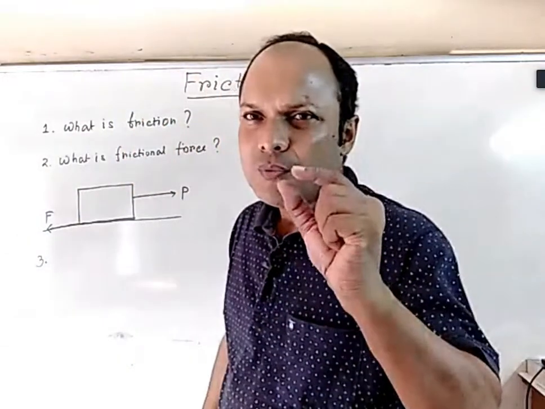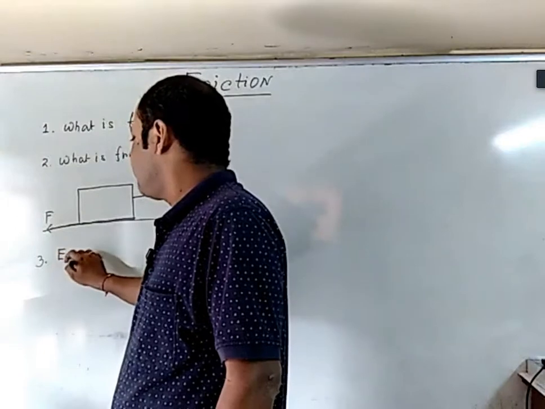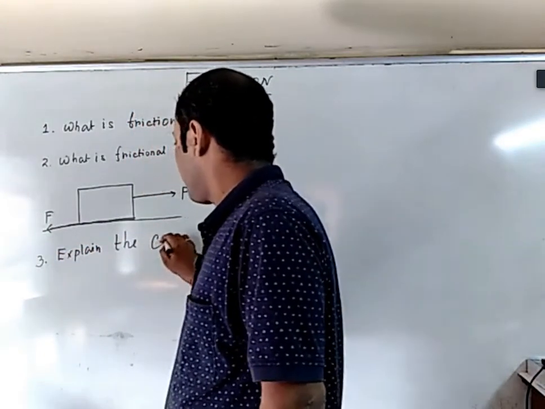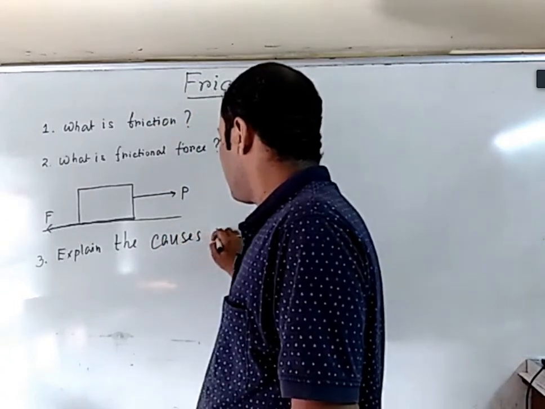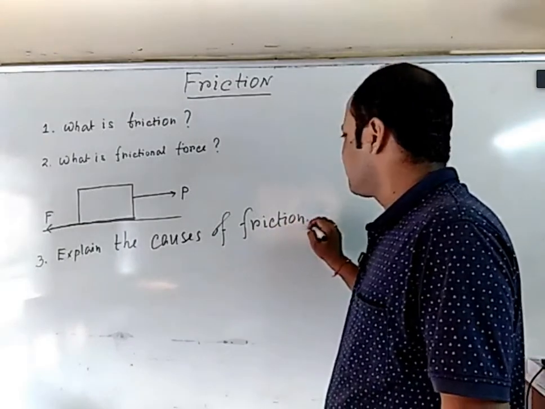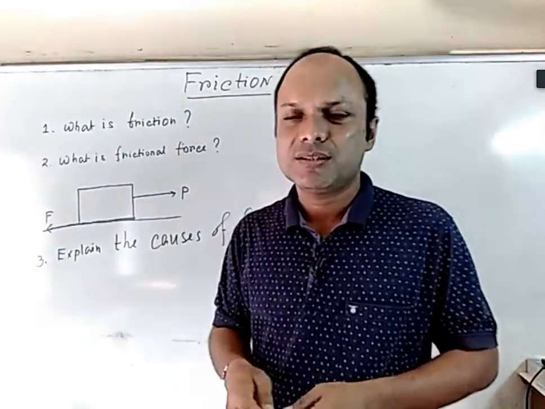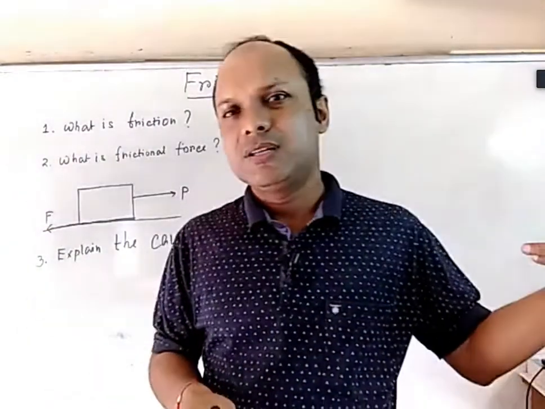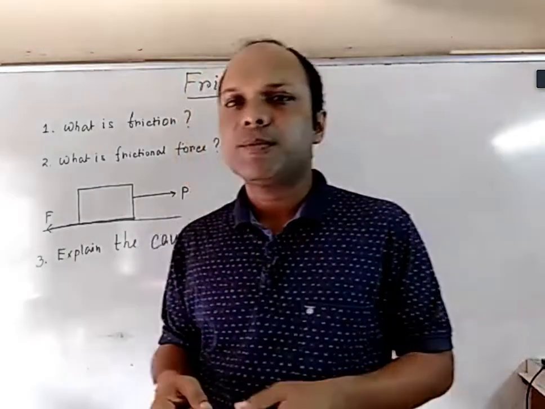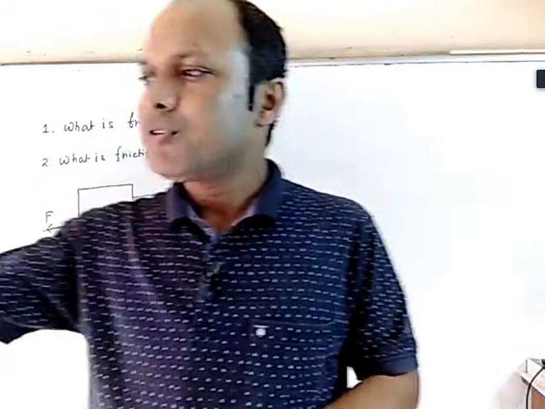So, what are the causes of friction? Explain the causes of friction. As we have come to know, whenever two surfaces are in contact, there may be a friction force. If you are applying a force on it, the frictional force will act opposite to that applied force. Now, what are the causes? The first cause we have already discussed.